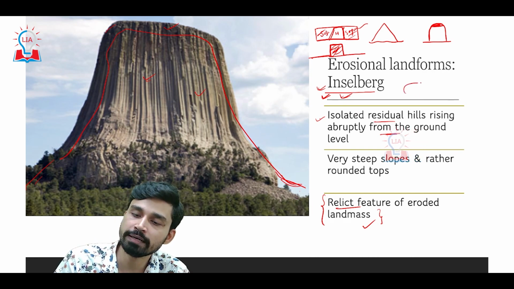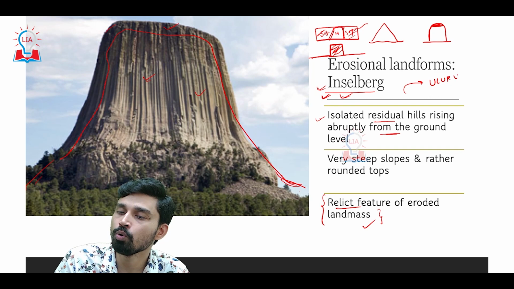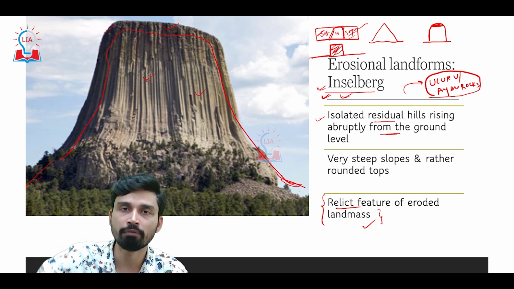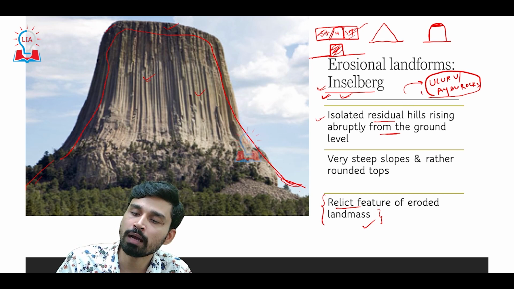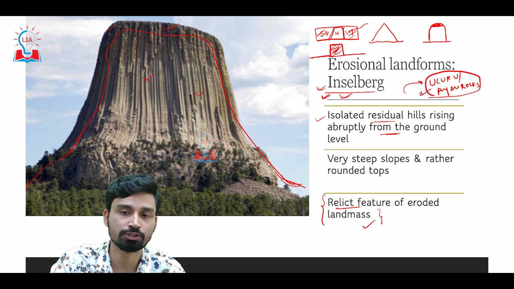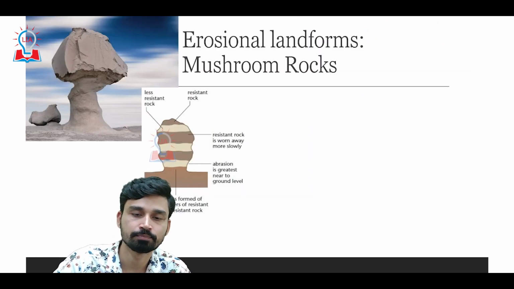One of the most notable Inselbergs we see is in Australia, that is called Uluru or Ayers Rock. If you look at the picture of Uluru Ayers Rock, you will see that all across this rock we have a flat landmass that has been completely eroded away due to the movement of wind. But Uluru and Ayers Rock is still standing tall because it is made up of much harder, much more resistant rock. So that is the example of Inselberg and how Inselberg forms.